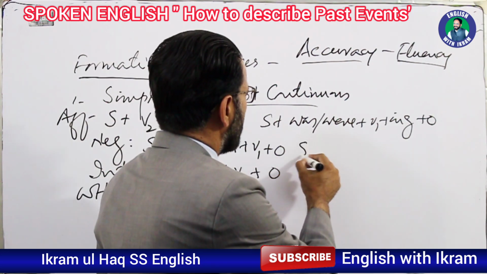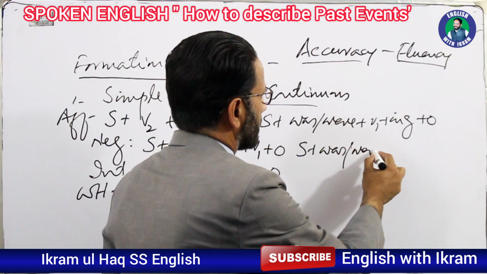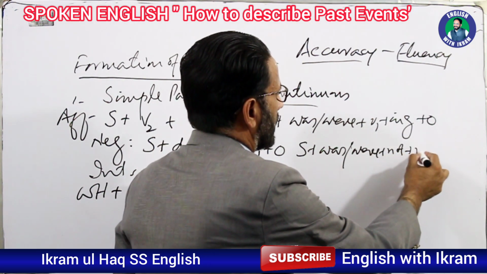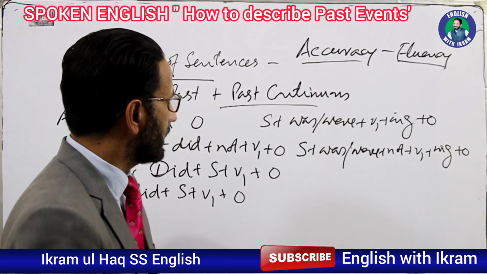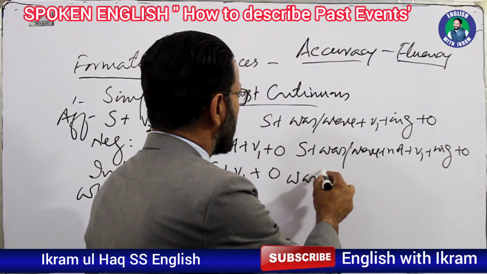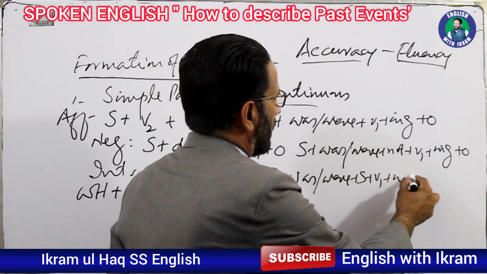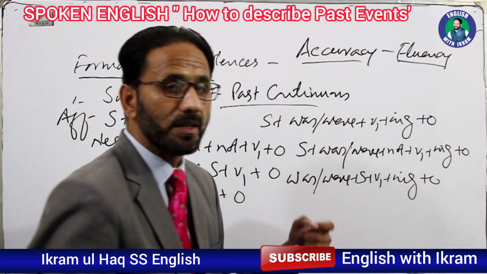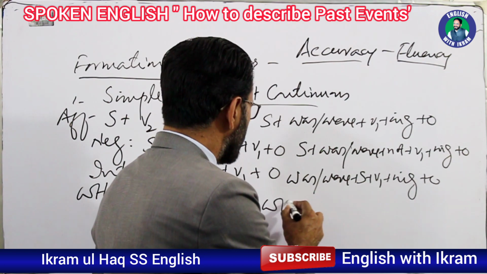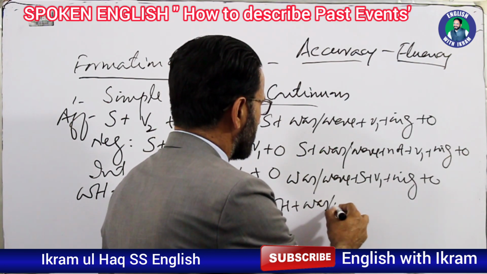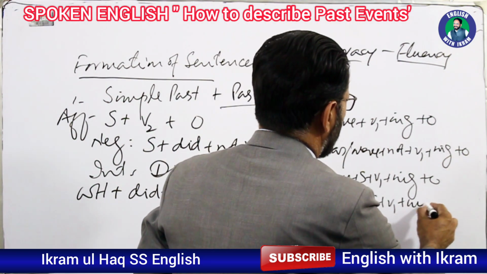Then negative, as I have told you, we put not after the helping verb: was verb plus not plus V1, ing and object. And then in case of interrogative, we put the helping verb in the beginning: was verb plus subject plus V1, ing and object. And then the second formation, when we use a WH word at the beginning: WH word plus was verb plus subject plus V1, ing and object.